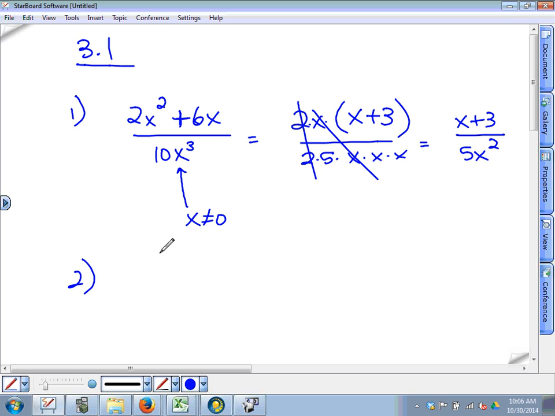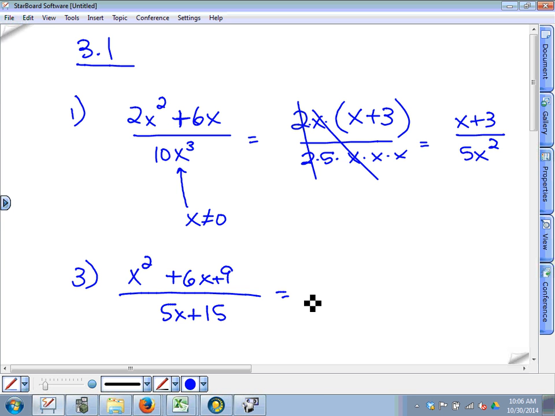Okay? Question 2. I saw a lot better work done, or no, question 3, right? What did I tell you to do? Question 3? I saw a lot better work on this one than on question 1. It started out as x squared plus 6x plus 9 over 5x plus 15. The numerator factors into x plus 3 times another x plus 3.